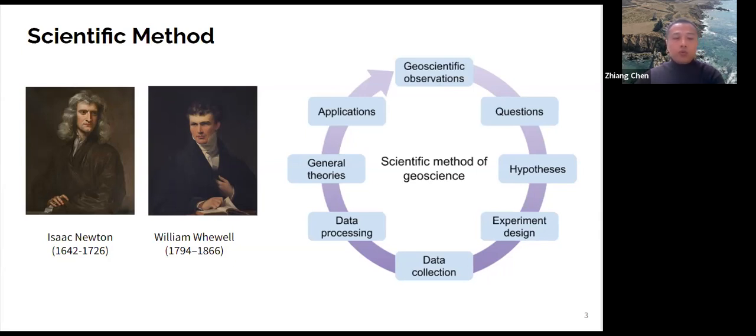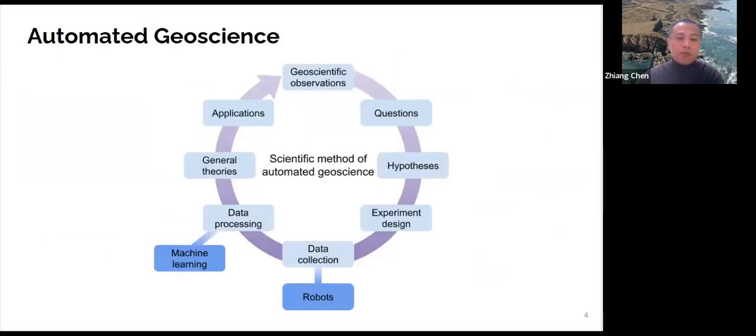And if you recall the definition of automated geoscience, it perfectly fits the framework of the scientific method. So automated geoscience leverages robots for data collection and machine learning for data processing, such that geologists can focus on tasks which require more creativity and higher order cognition.